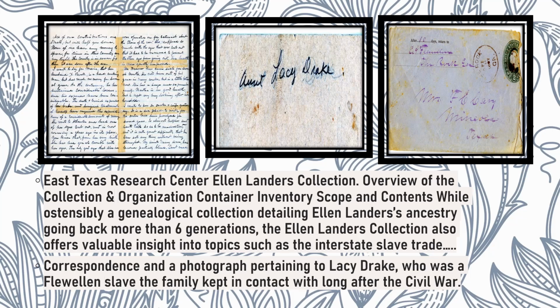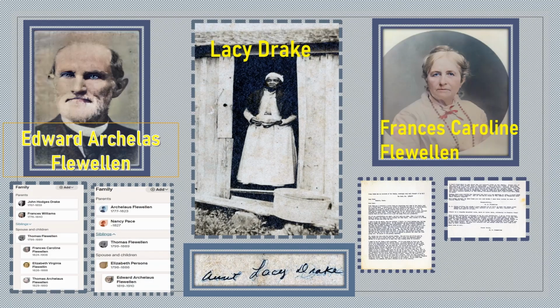Let's go over here. So Edward Archelaus Llewellyn was writing to Lacey Drake there in the middle, and on the back of that photograph, that's her, it was handwritten, Aunt Lacey Drake. And he is referencing Frances Caroline Llewellyn, and she is my second cousin 6 times removed. But I just thought this letter was fascinating, so I'm going to read this to you aloud. And this was written on March 28th, 1897. Dear Lacey, some time ago I received a letter from you requesting that some of the family send you a little help.